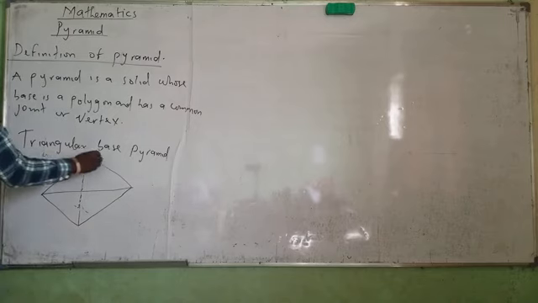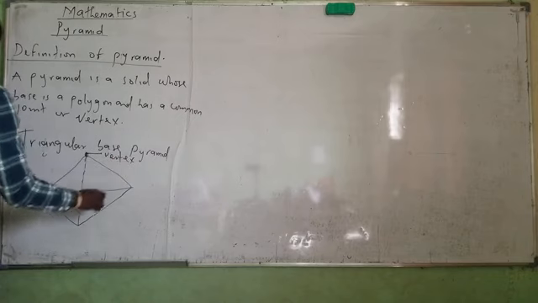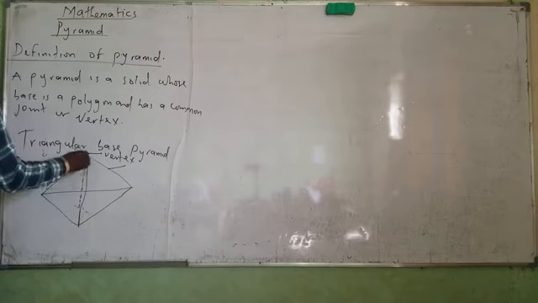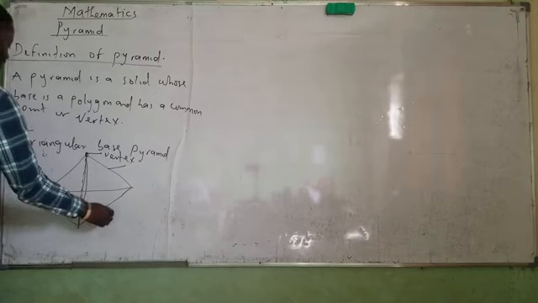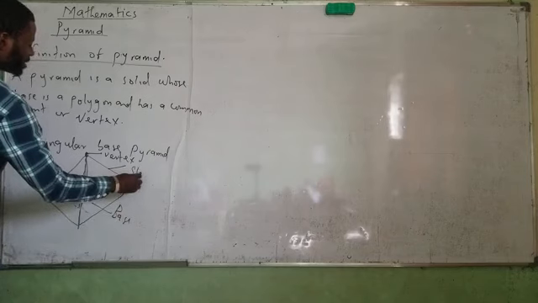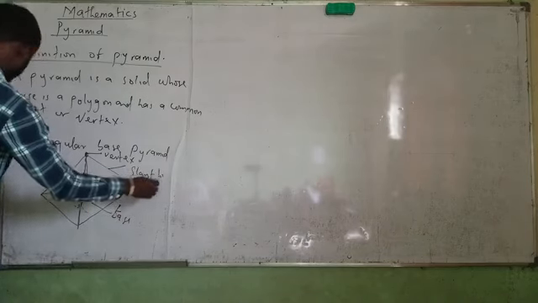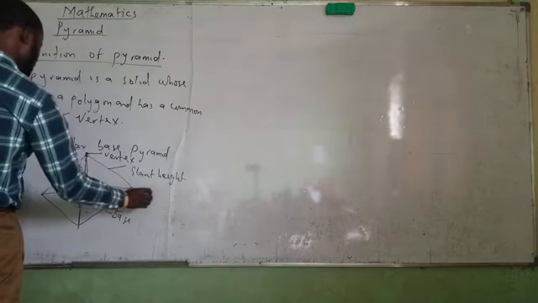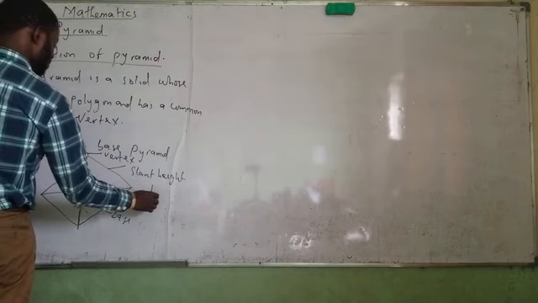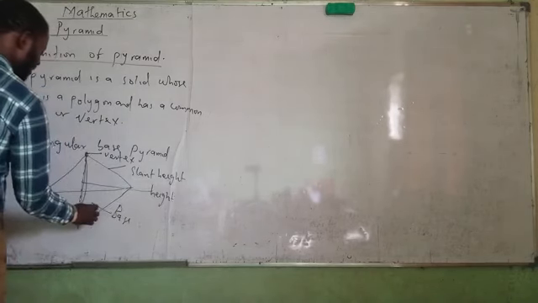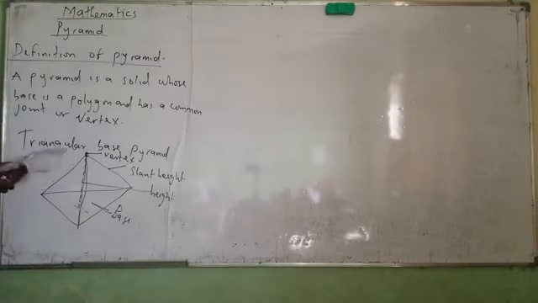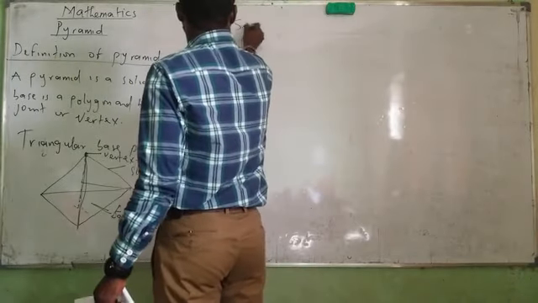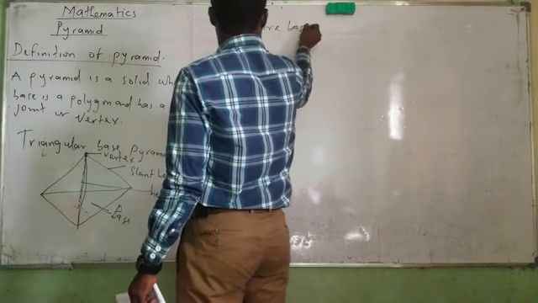This is the vertex I'm talking about. This is the vertex, and here we call it the slant height. We have another one here. This is a slant height, and this is the base. This is a slant height, and here is called the height. And here is the triangular base, which is also known as the triangular base pyramid. Now we have the square base pyramid.